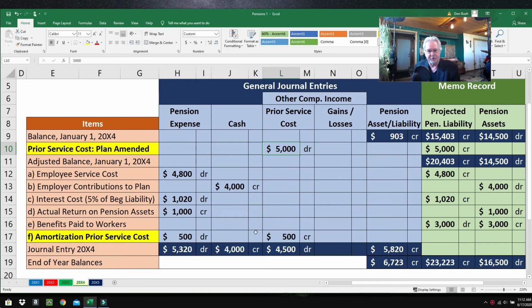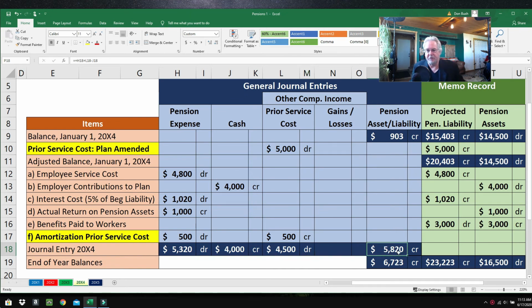So here we go. So down to the journal entry. Journal entry, what we do is we total up the columns, and you have to watch out. Make sure you keep your debits and credits straight. So add up pension expense. We have $4,800 debit, $1,020 debit. So you add those together, minus away $1,000 credit, add $500 debit, and you end up with $5,320 debit. Let's add up the cash column, which is easy to do. $4,000 credit. Let's add up the other comprehensive income, prior service cost. And so $5,000 debit minus away a $500 credit, you end up with $4,500 debit.